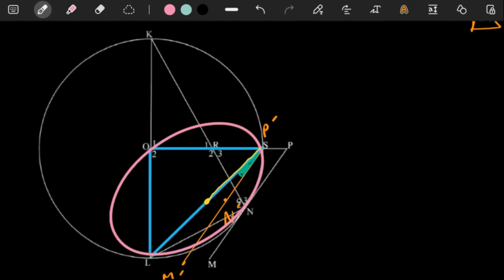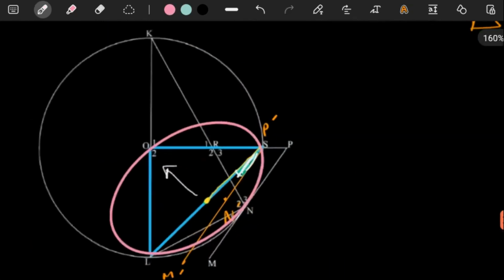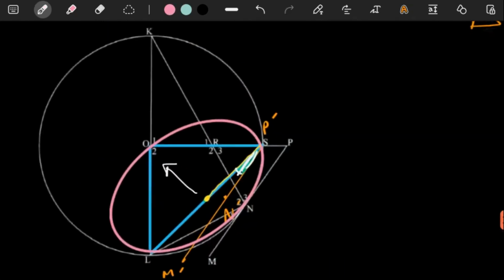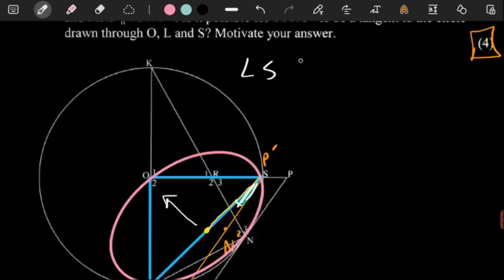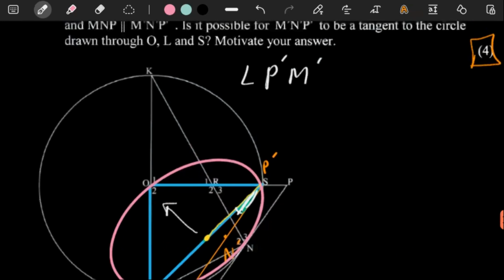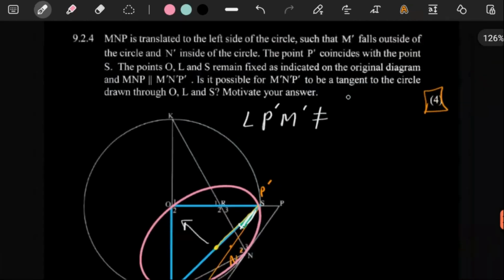the tan-chord theorem, right? If this was a tangent to the circle, then the angle between the tangent and the chord would need to be equal to the angle opposite, but that's not happening. So here, LPM is not equal to that angle. So that's not true. So here we have no tan-chord theorem.